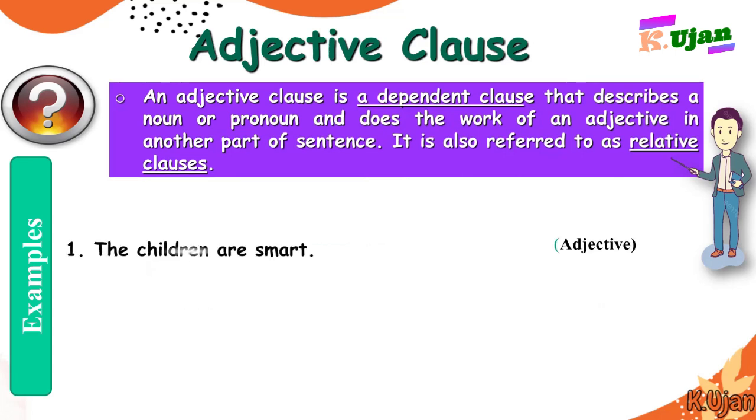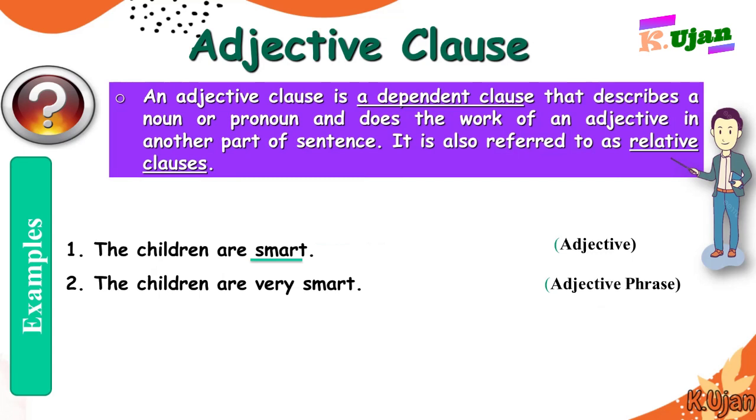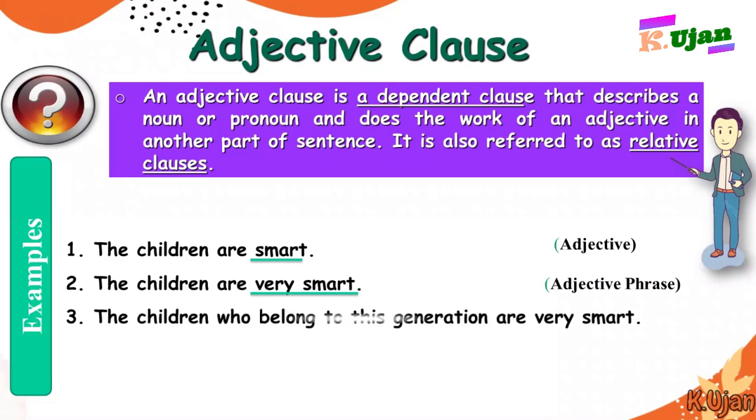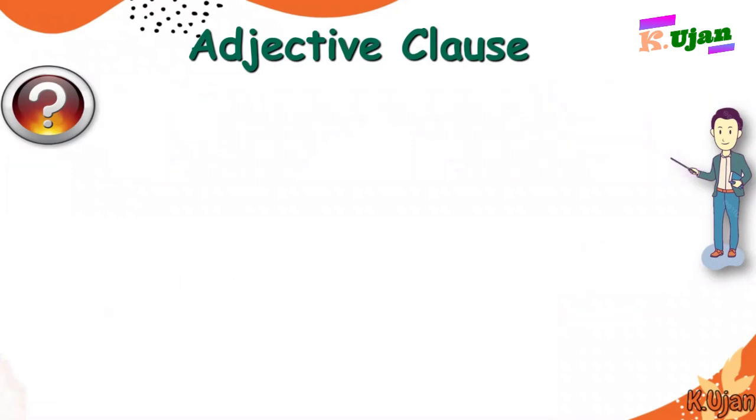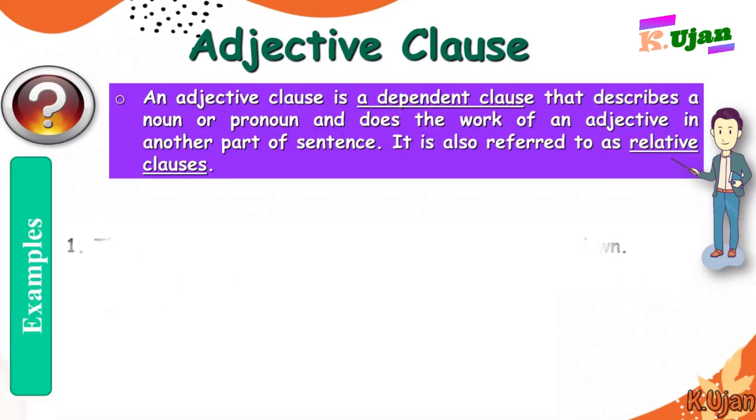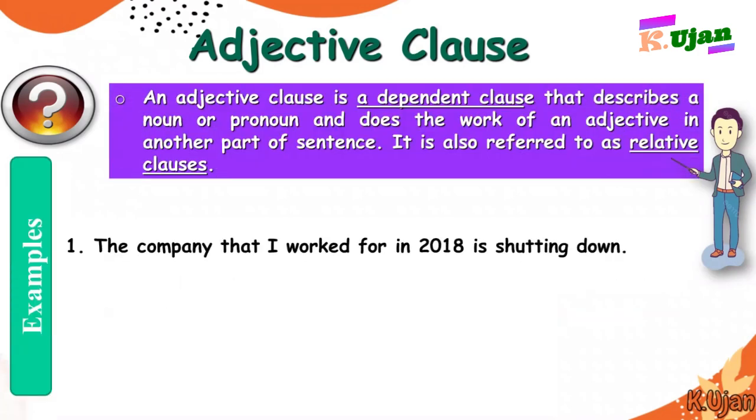Here are more examples. The children are smart. So this is the adjective smart. The children are very smart. Very smart is actually an adjective phrase, and we are making an adjective clause out of this adjective phrase. The children who belong to this generation are very smart. So who belong to this generation is actually a dependent clause.